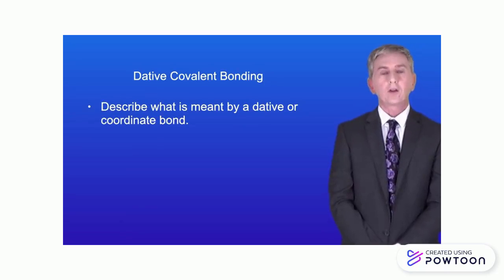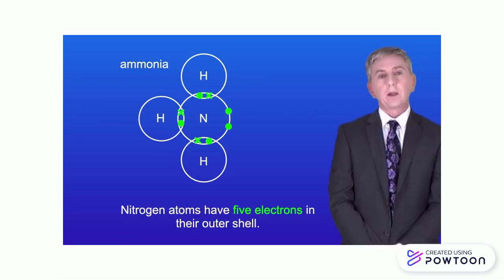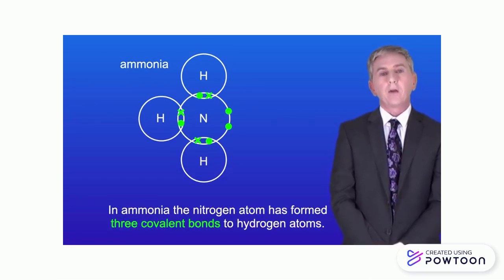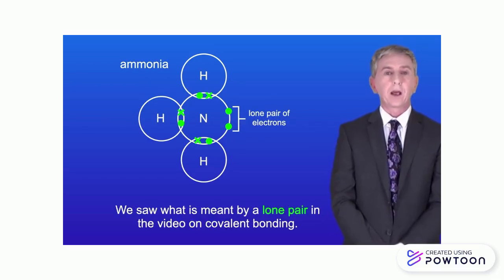By the end of this video you should be able to describe what's meant by a dative covalent bond. These are also called coordinate bonds. I'm showing you here the molecule ammonia. Nitrogen atoms have got 5 electrons in their outer shell. In ammonia, the nitrogen atom has formed 3 covalent bonds to hydrogen atoms. This means that the nitrogen atom also has a lone pair of electrons, and we saw what's meant by a lone pair in the video on covalent bonding.